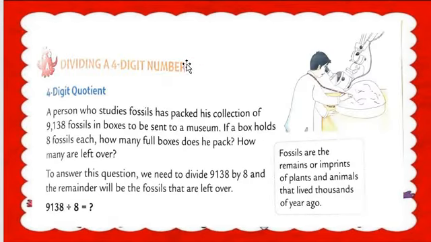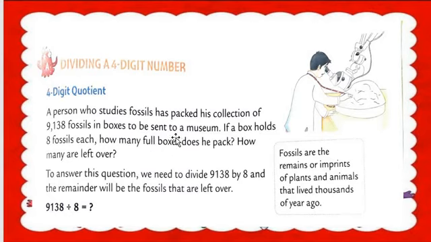Dividing a 4-digit number. What, all students? Dividing a 4-digit number. How is it possible? Now check here, all students. Okay, 4-digit quotients. A person who studies fossils has packed his collection of 9,138 fossils in boxes to be sent to a museum.